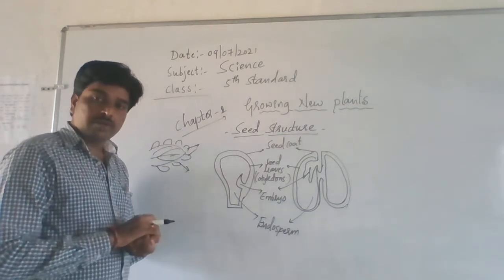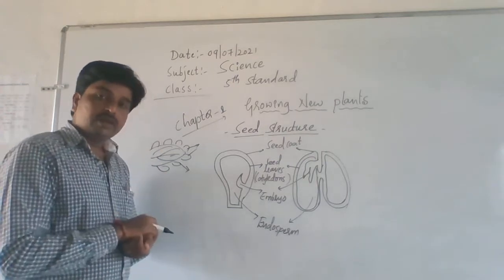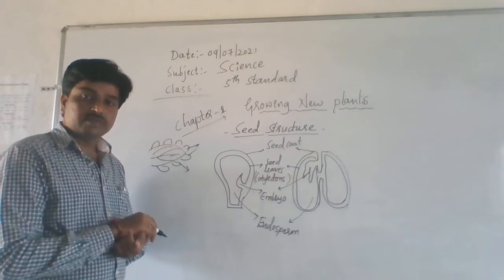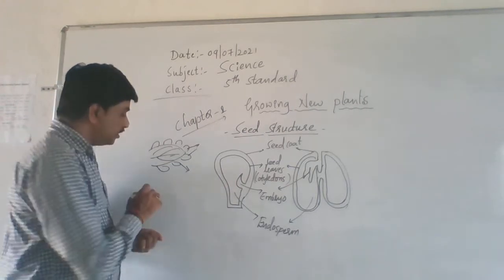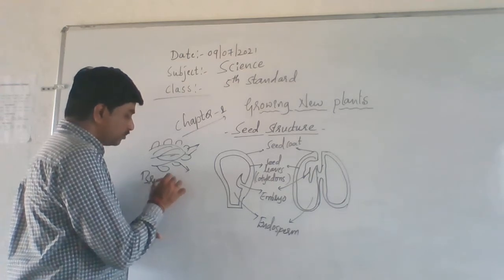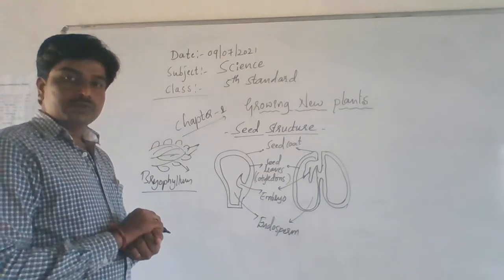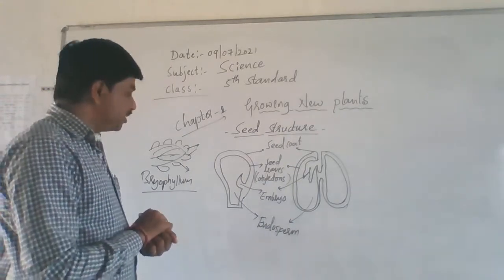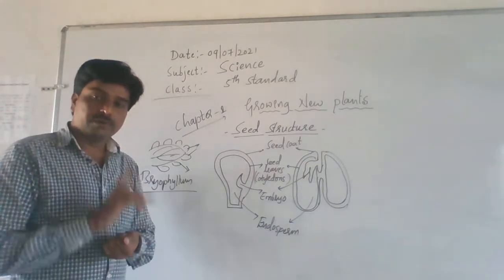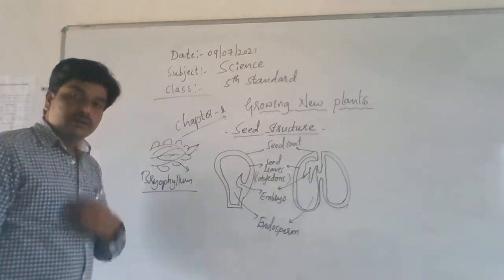So this is the only unique plant. It can reproduce a new plant by its leaf. Generally we say photosynthesis takes place in a leaf, but in this plant reproduction also takes place. Remember bryophyllum: this plant reproduces a new plant by its leaf. Remember this example. This is what I told in the last class.